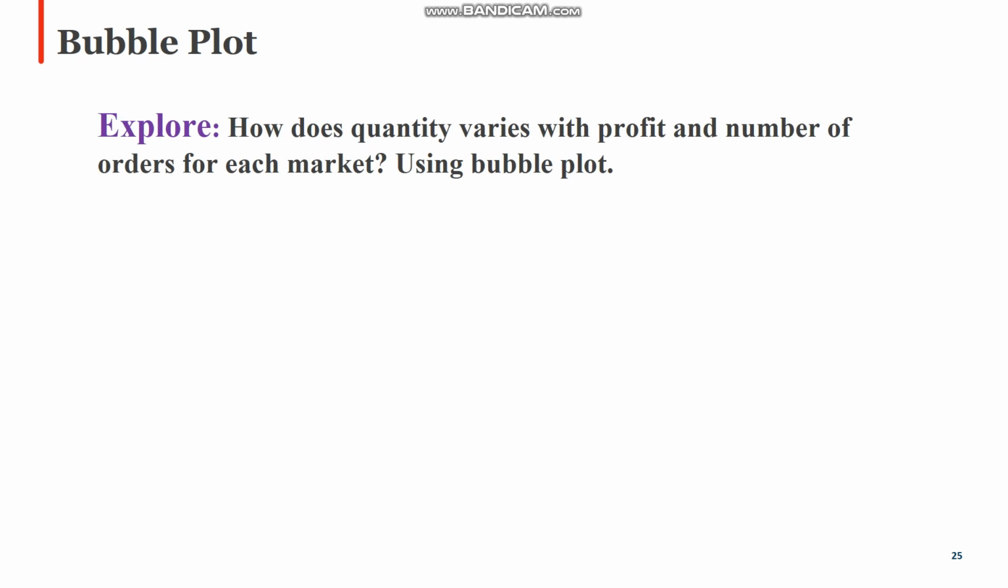Next, we are going to create a bubble plot here. A bubble plot is a variation of scatter plot with additional dimensions of the data represented in various visual cues, like the size, the color. Our question here is, how does the quantity varies with profit and also the number of orders for each market?